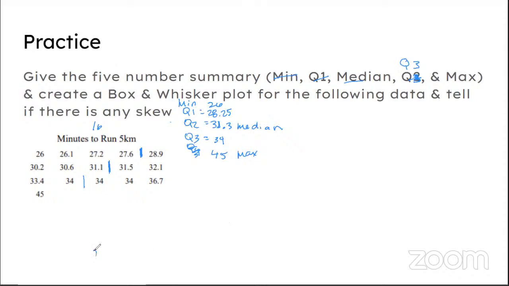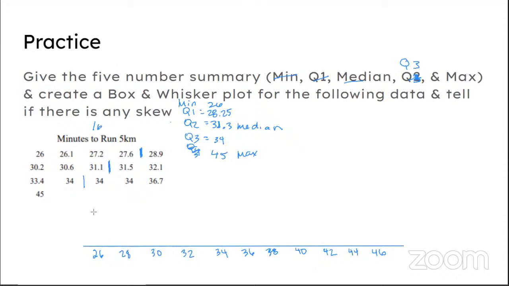Let's go by twos. 26, 28, 30, 32, 34, 36, 38, 40, 42, 44, 46. All righty, now we can get to drawing.